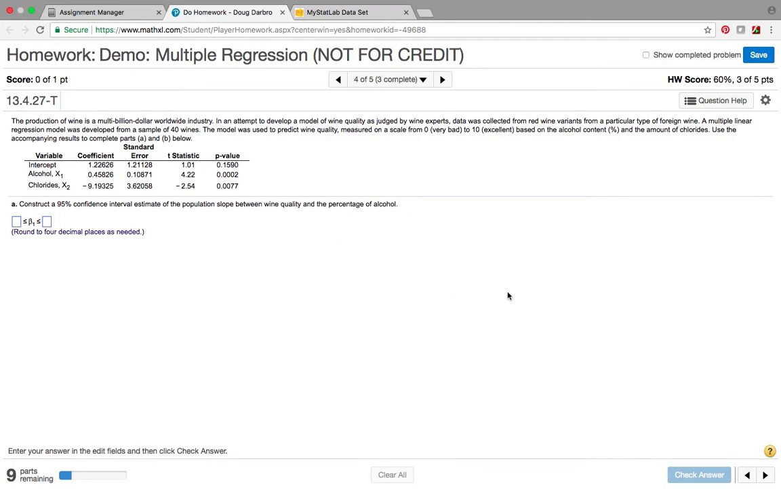Okay, let's go on with the wine stuff. Same thing, alcohol content and amount of chlorides were given, not in the ANOVA table here, but in a coefficient table. So construct a 95% confidence interval. We have a sample of 40 wines. Let's see how we do that.